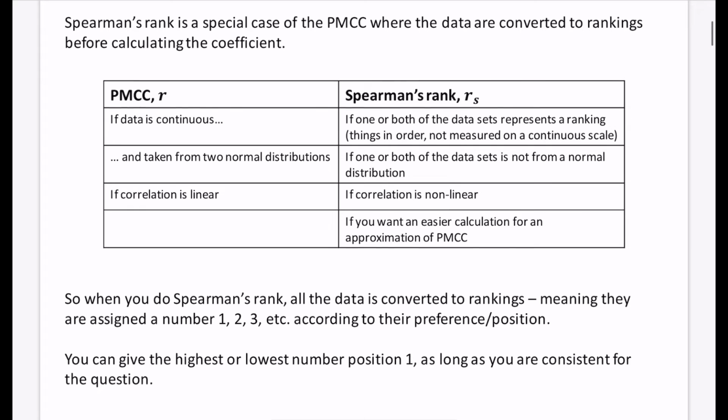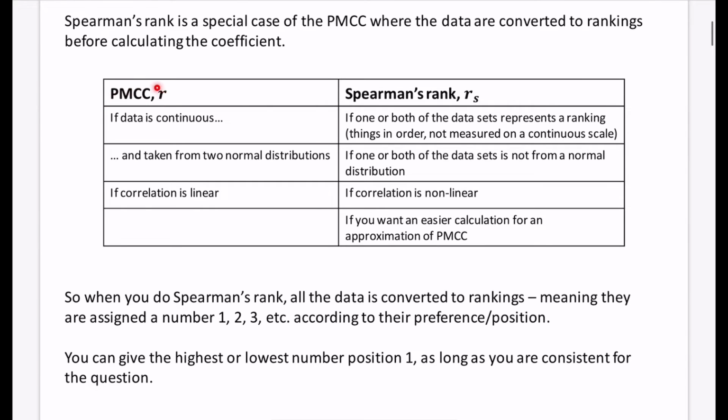before calculating the coefficient. So you should use the PMCC, which we represent with the letter R, if the data is continuous and if it's taken from 2 normal distributions. Because remember, it's bivariate data. You're measuring kind of 2 things for their correlation. That's why it's going to be from 2 normal distributions. And you should also use it if the correlation is linear. So if we're expecting it to be a linear correlation.